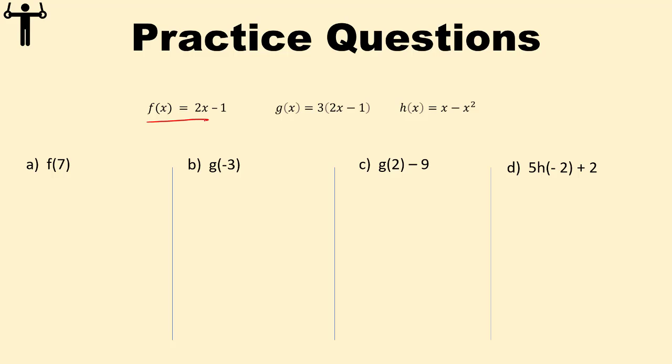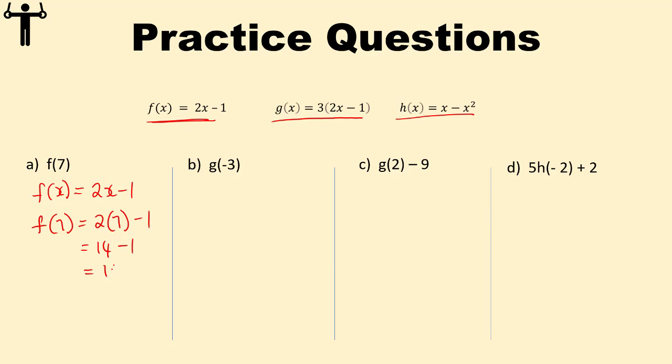Now we have 3 functions here, f of x, g of x, and h of x. Because we have f of 7, we're going to substitute 7 into f of x. So we know f of x is 2x minus 1. So f of 7 is going to be 2 times 7 minus 1, which is 14 minus 1, which is 13. And that's the answer.